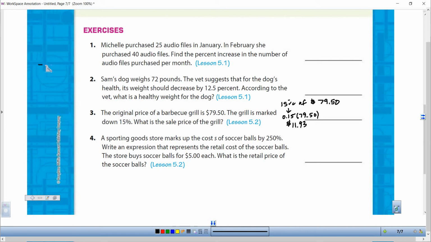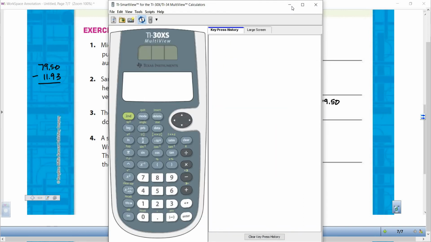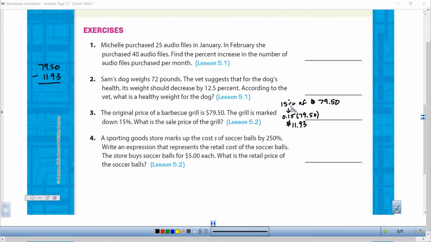I need to do the original price, $79.50, and I need to subtract $11.93, and that will give me the sale price. Did I close the calculator? All right, while I'm waiting for the calculator to open, I want to tell you another way I could have done this that might have been a little bit better. Instead of finding 15% of $79.50, I could have found 85% of $79.50.